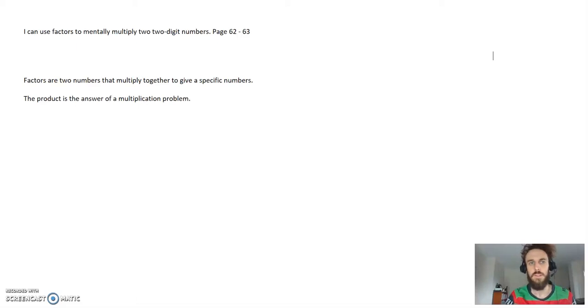So boys, for this lesson I've just gone and written out our learning goal at the top of the page. It says: I can use factors to mentally multiply two two-digit numbers. It's a bit wordy, so I want to take a minute to break it down.